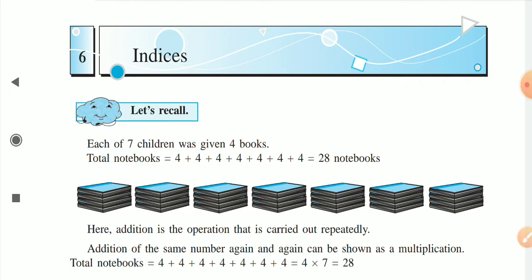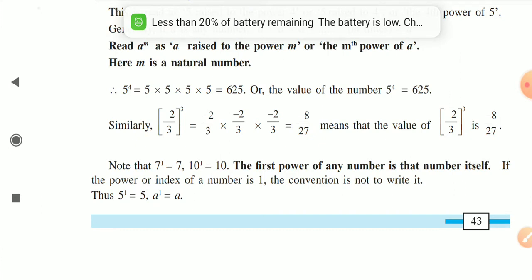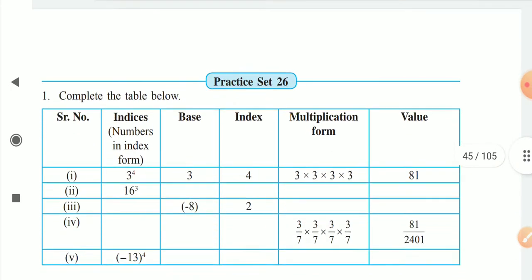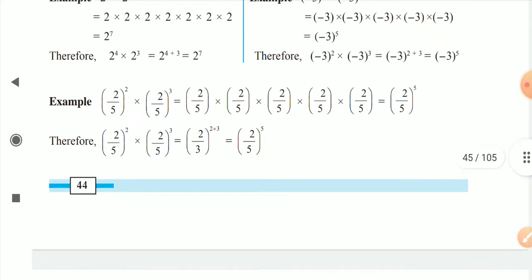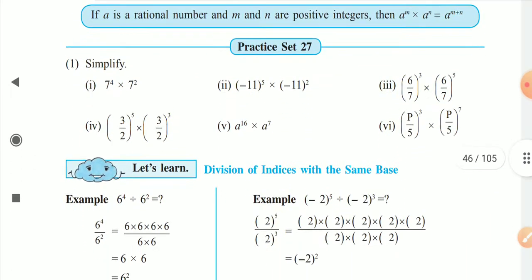Hello children. Lesson number 6, indices. Under this lesson I taught you the base, the index, and how to read them. Indices means the index form, how we multiply indices and find their value. I told you how to find it, and yesterday we solved some examples of multiplication of indices, and I told you to solve practice question 27, and then we solved it.